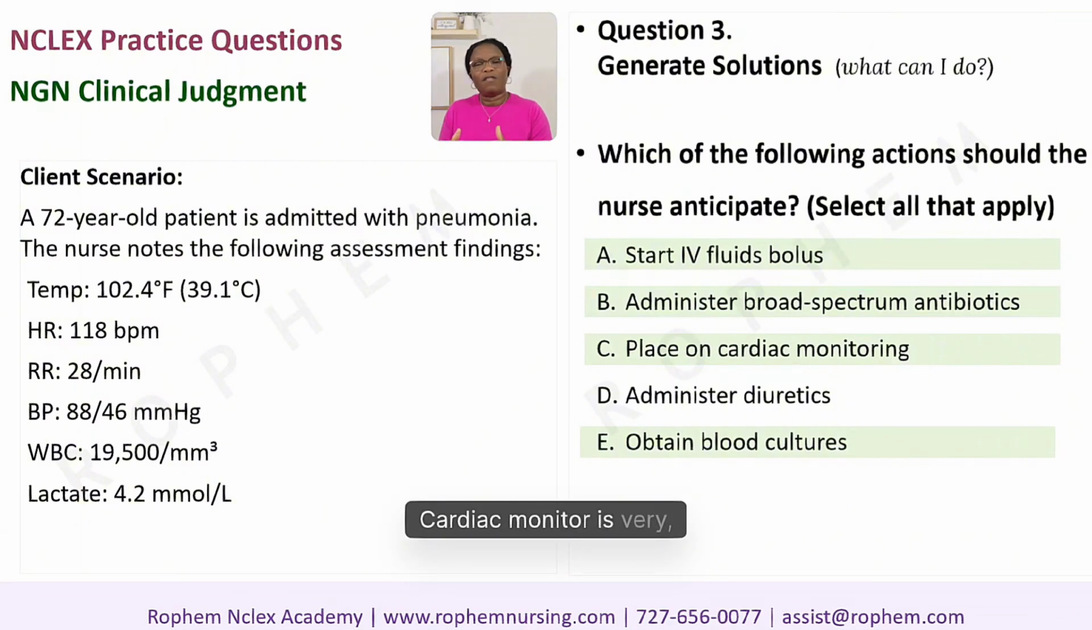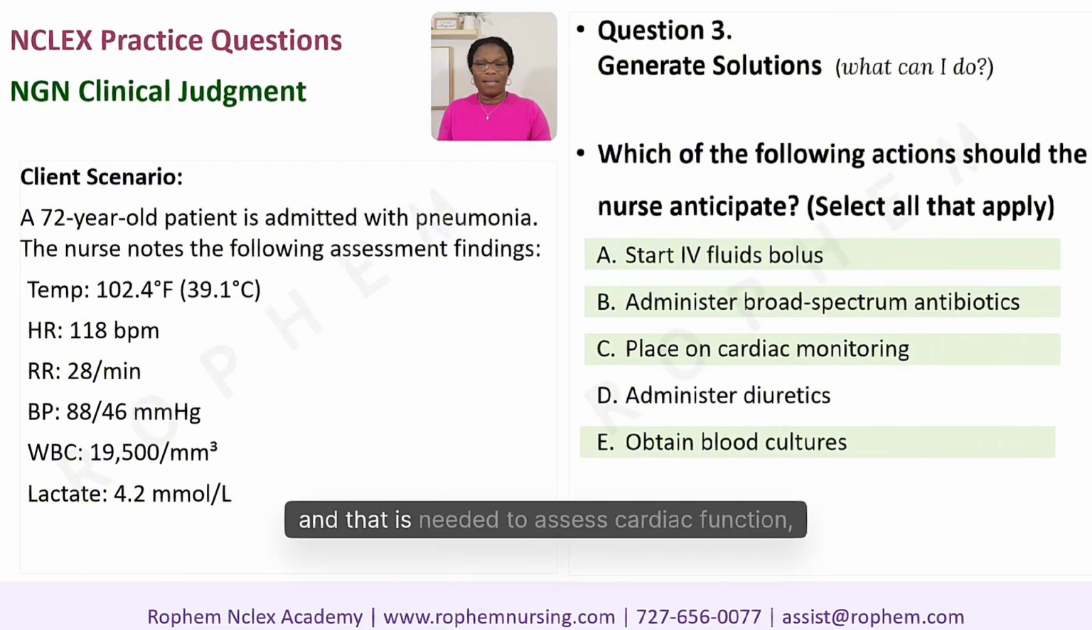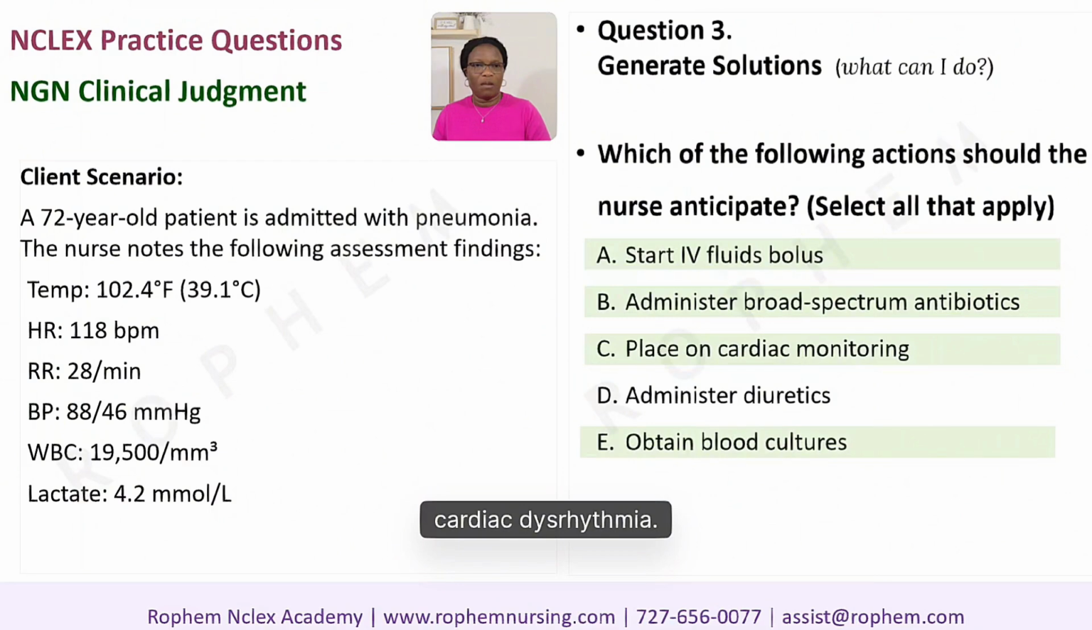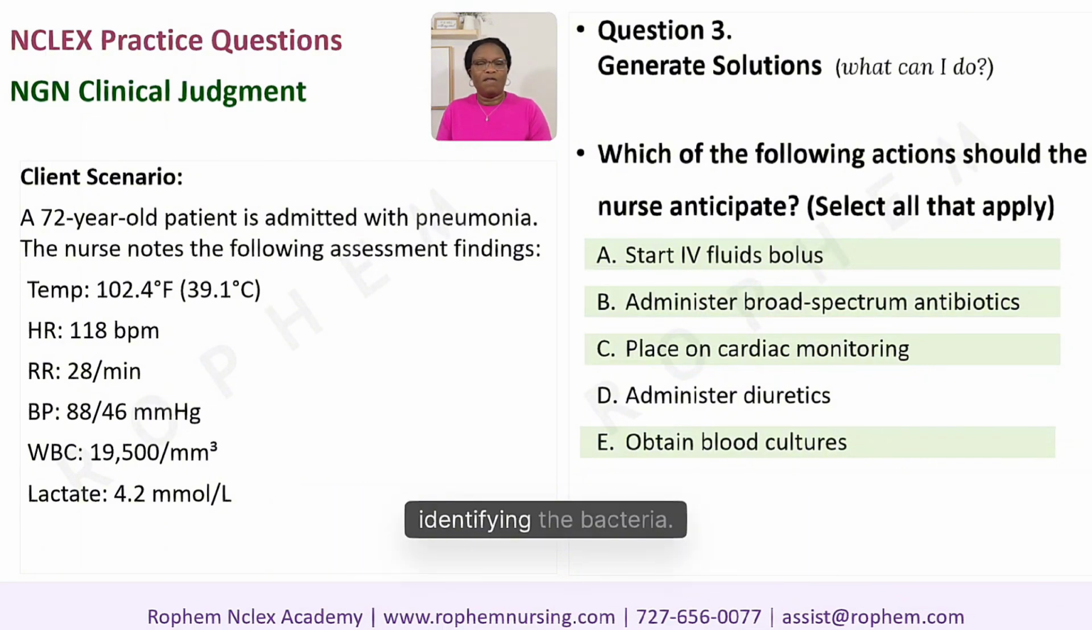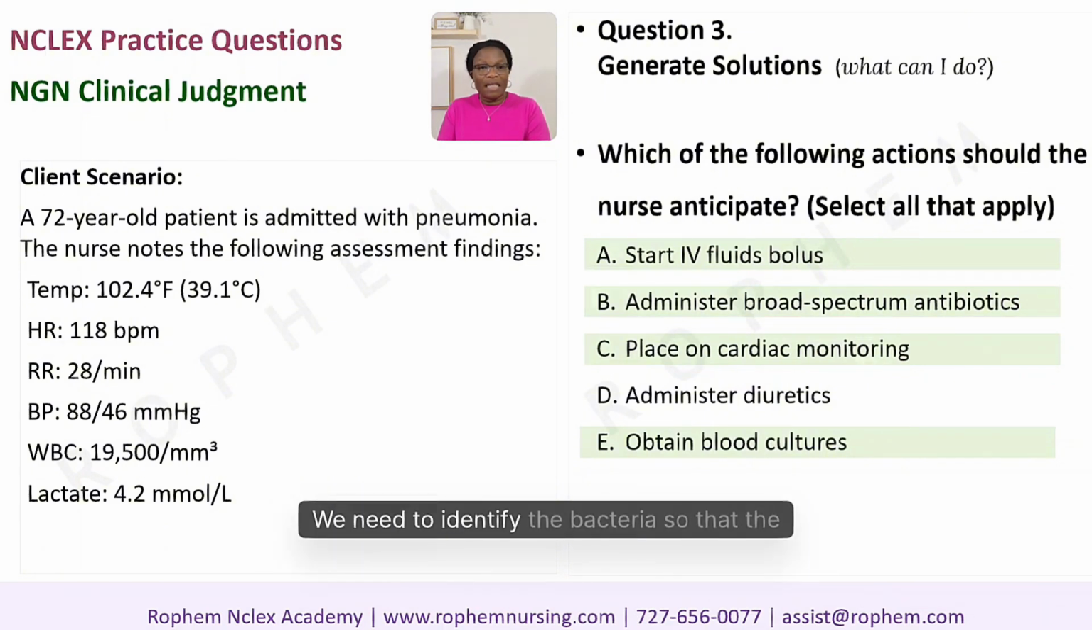Cardiac monitor is very, very important, and that is needed to assess cardiac function and detect if there is any possible cardiac dysrhythmia. Looking at answer choice E, which is to obtain blood cultures, that's also very correct because we need this so that we can be very specific when it comes to identifying the bacteria. We need to identify the bacteria so that the choice of antibiotic can be smooth. All of these are important.